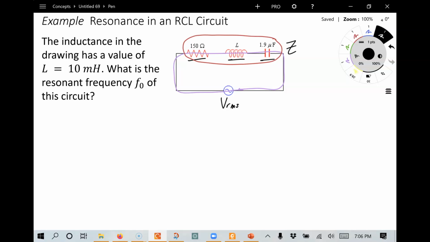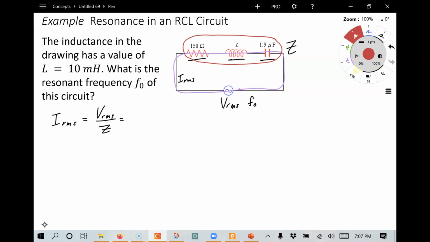Resonance means we get the largest possible current in the circuit. So we want this current to be as big as possible. We need to pick the frequency of oscillation here, F0, with the generator, to be on resonance. I'm going to just show you how we come up with the equation for resonance. So let's write down the RMS current in this circuit. We know that that's going to be equal to the generator voltage divided by the impedance of the circuit.